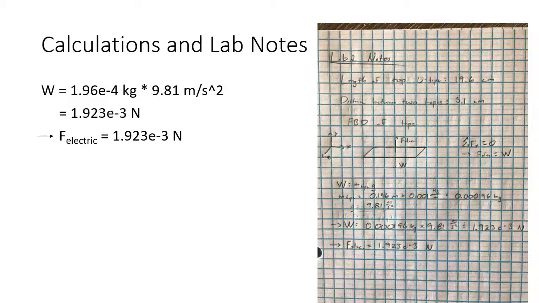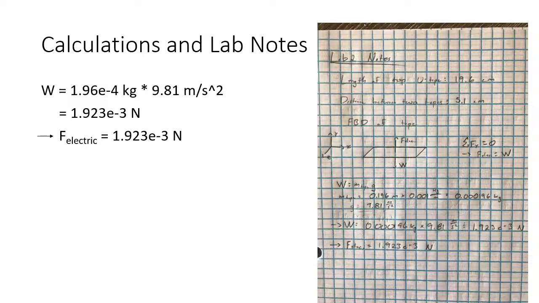On the right, you can see my calculations and lab notes for this experiment. I started by recording the length of the top U-tape and the distance between two charged tapes to be 19.6 centimeters and 5.1 centimeters respectively. The only calculation that we needed to do for this lab was to calculate the weight force, so I started by drawing a free body diagram of the top piece of tape.